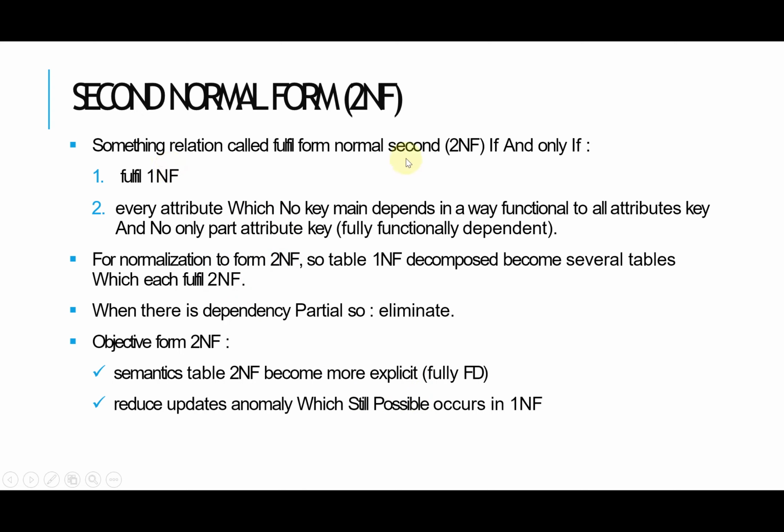The second one is second normal form, or 2NF. A relation fulfills second normal form if and only if it fulfills 1NF, and second, every non-key attribute is fully functionally dependent on all of the key attributes, not only on part of the key. To normalize to 2NF, a 1NF table is decomposed into several tables, each fulfilling 2NF.